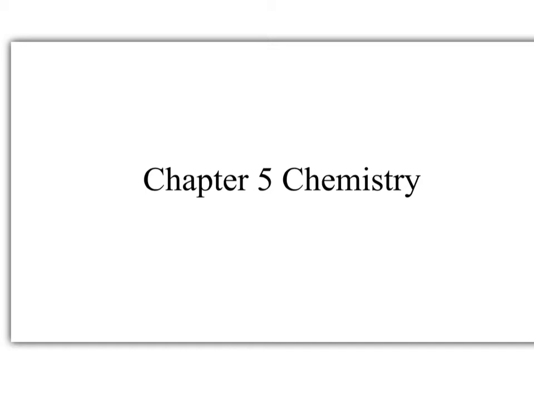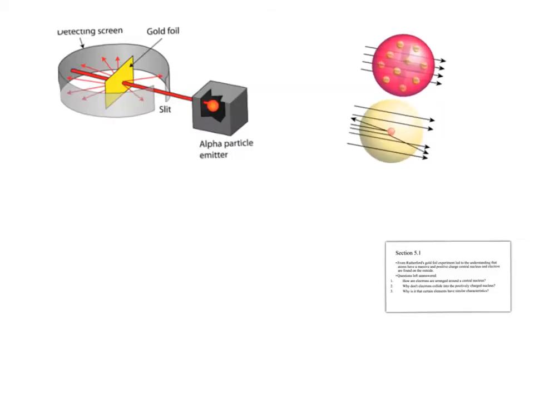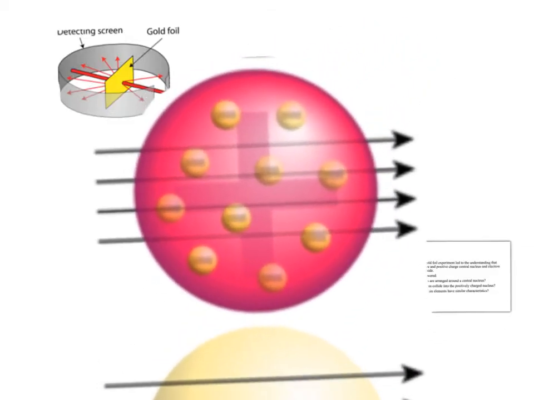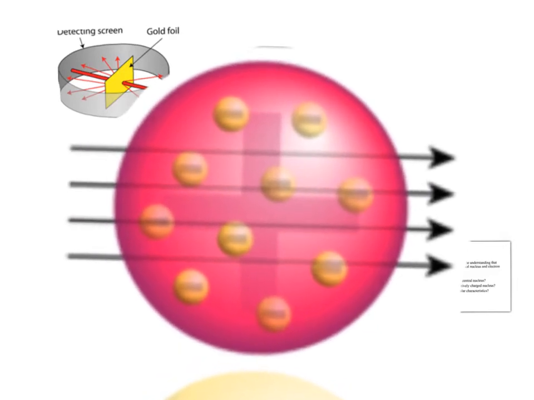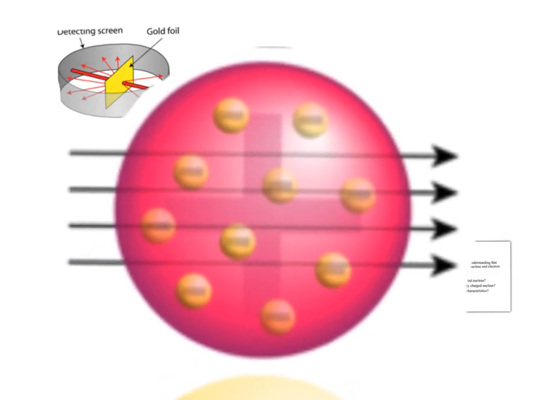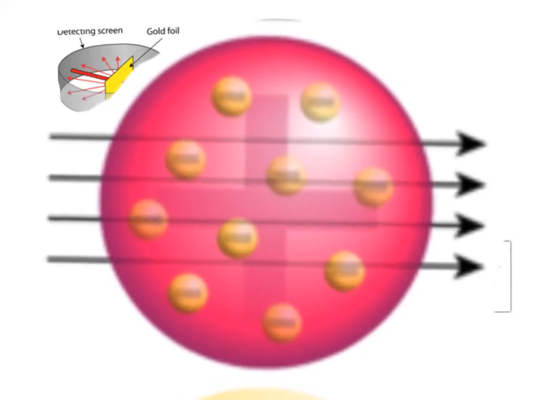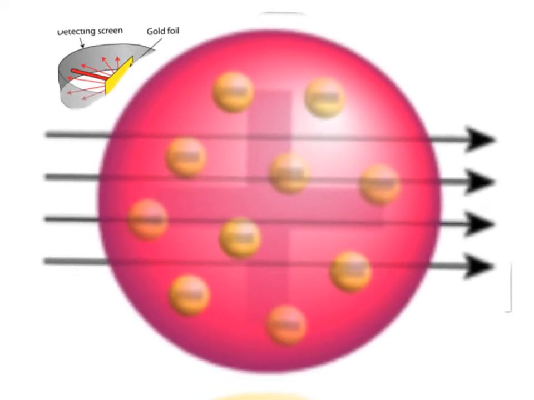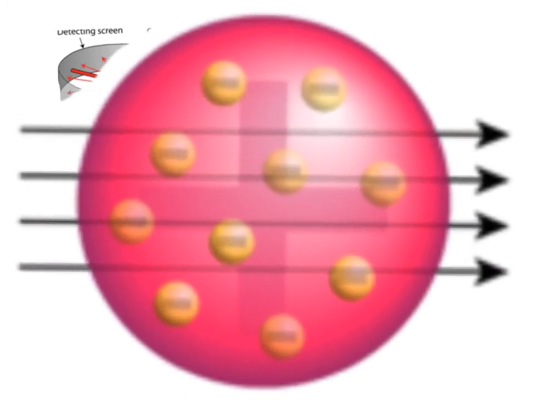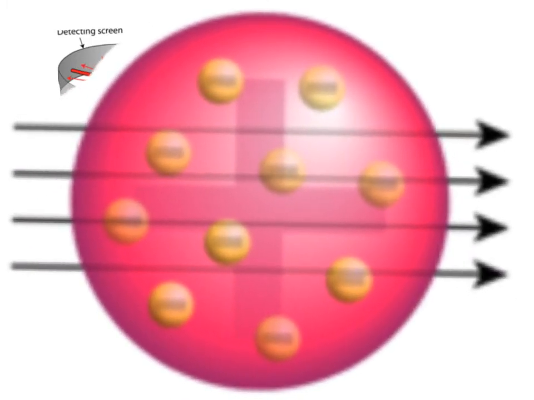This lesson will cover Chapter 5, Section 5.1. In the previous chapter, we talked about Ernest Rutherford and his experiment. During his time, it was believed that the atom looked basically like this. This was the model of the atom. We basically had negatively charged particles scattered through a positively charged area.